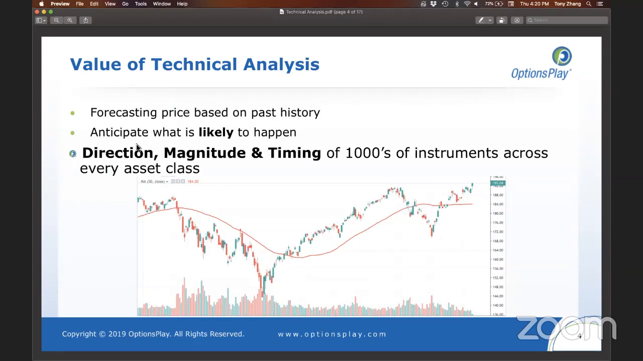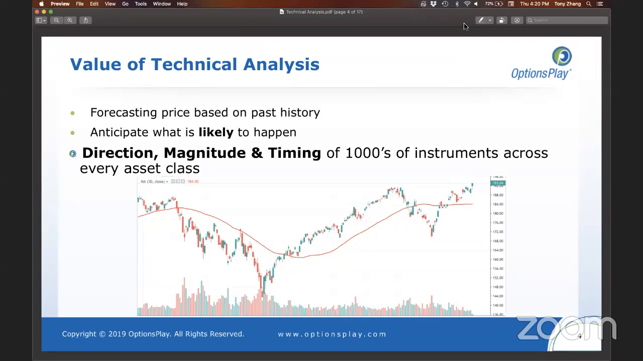First, let's talk about what is the value of technical analysis. So before I get started, just to define what technical analysis is, it's simply forecasting future price based on past history. So it's looking at what has happened in the past to anticipate what is likely going to happen in the future. And what you get out of technical analysis is three very important things that you generally need to have when you trade options.